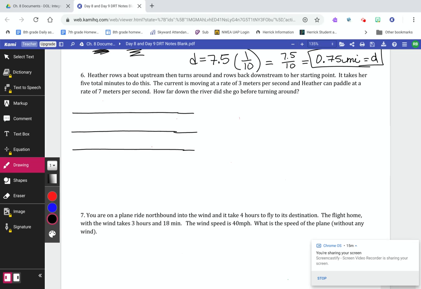And we have two situations. They're both dealing with Heather, but first we are rowing upstream, and then we're going downstream. Okay. So when we're rowing upstream, Heather rows a boat upstream, then turns around and goes back. It takes her 5 minutes to do it completely. The current is moving at a rate of 3 meters per second, and she is paddling at a rate of 7 meters per second. So her rate is different for both situations.